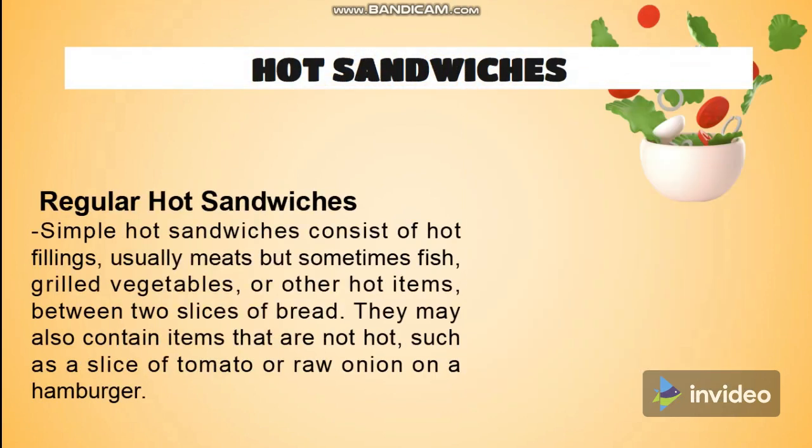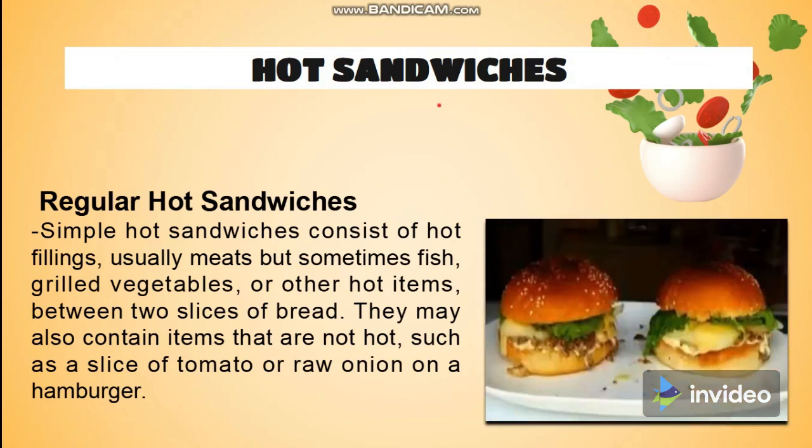Hot sandwiches. Regular hot sandwiches. Simple hot sandwiches consist of hot fillings, usually meats but sometimes fish, grilled vegetables, or other hot items, between 2 slices of bread. They may also contain items that are not hot, such as a slice of tomato or raw onion and a hamburger.